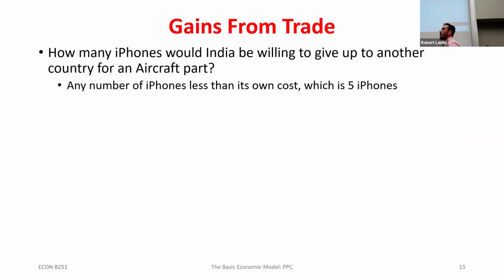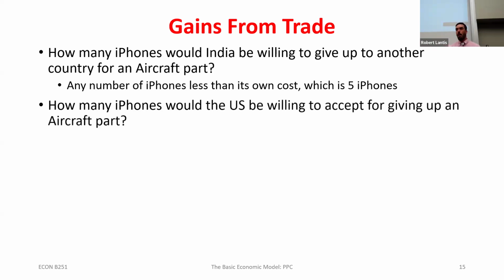So if we think about India, from India's point of view, we said their cost of an aircraft part was they had to give up 5 iPhones. So if the US comes to them and says, hey, look, if you were to produce this yourself, you'd have to give up 5 iPhones to get one more aircraft part. We'll give you an aircraft part if you give us 4 iPhones, right? India would be like, okay, yeah, because I would have had to give up 5. Now I only have to give up 4. I'm okay with those terms of trade.